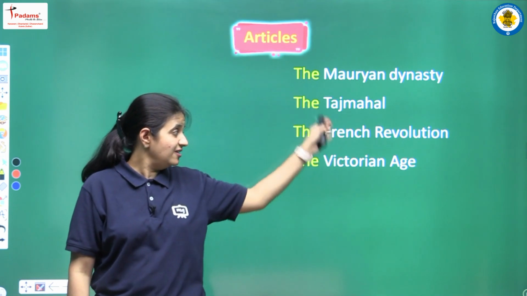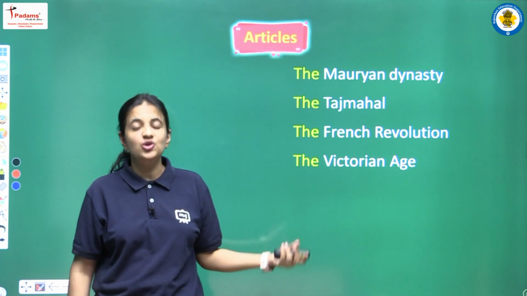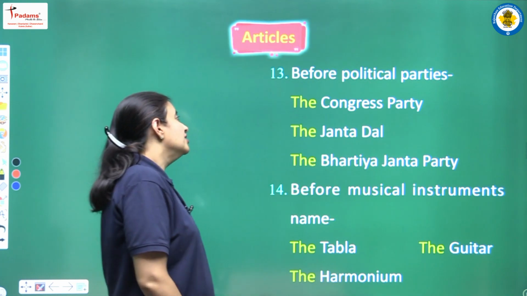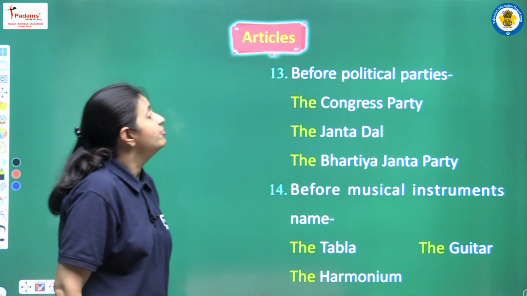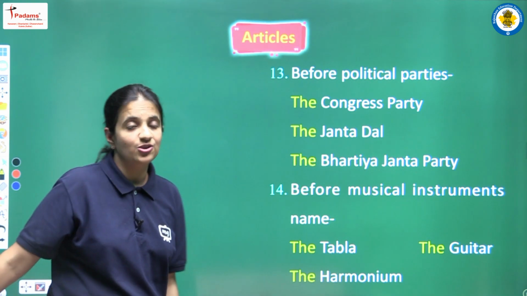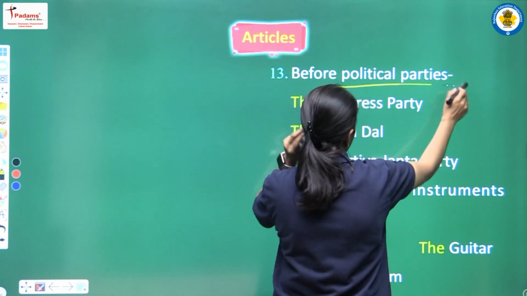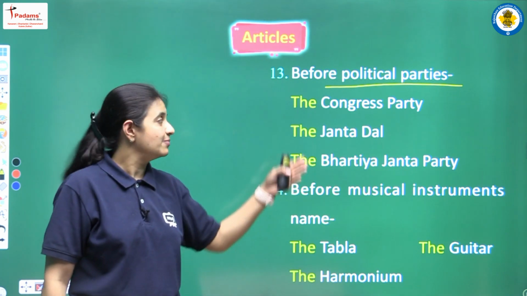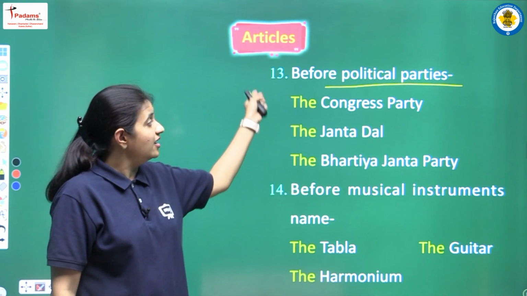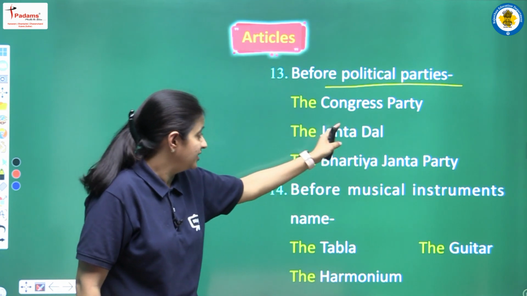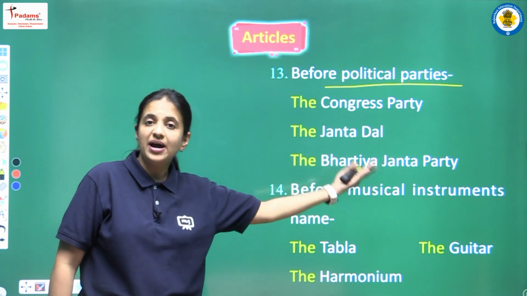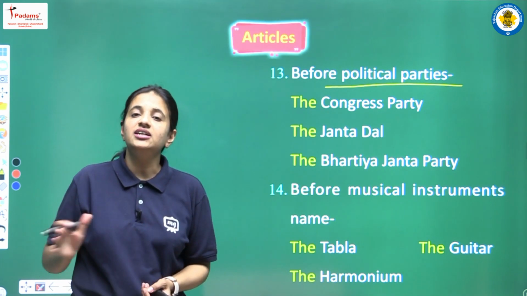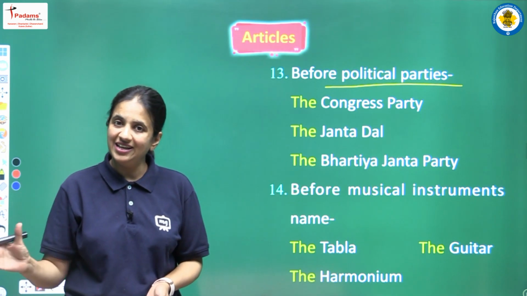And yes, we have discussed so many examples related to this point. Clear? Moving on, next we have "before political parties." If we have any political party's name, before that we have to write "the" as an article. Some examples are the Congress Party, the Janata Dal, the Bharatiya Janata Party. All the political parties should have "the" as an article before their names.